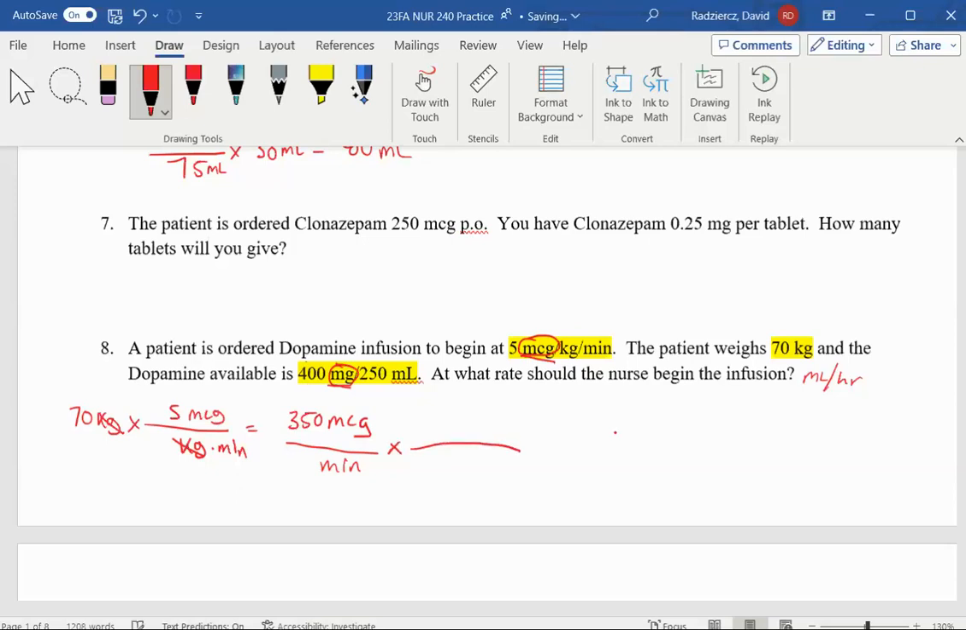Now I'm showing my step, but you don't have to. If you just want to write 0.35 milligrams and then be done with it, you're good. But I'm just going to write my step.